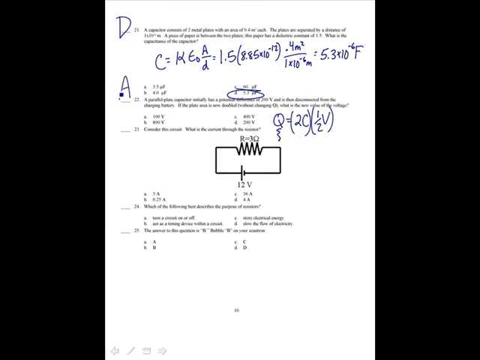Consider this circuit. What is the current through the resistor? Well, V is equal to IR. I is equal to V over R. That's 12 over 3, which is 4 amps.